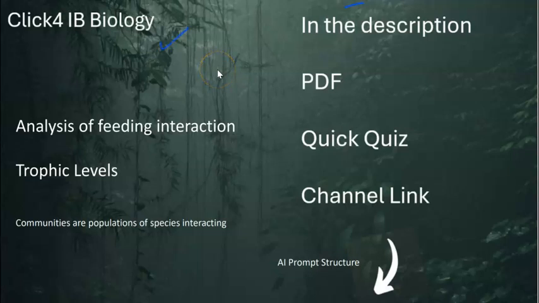Click for IB Biology. In this video, we're going to be looking at the analysis of feeding interactions, who's eating who, and the transfer of energy and matter that follow as a consequence of those interactions. We will be identifying trophic levels, the level of feeding, within food chains.